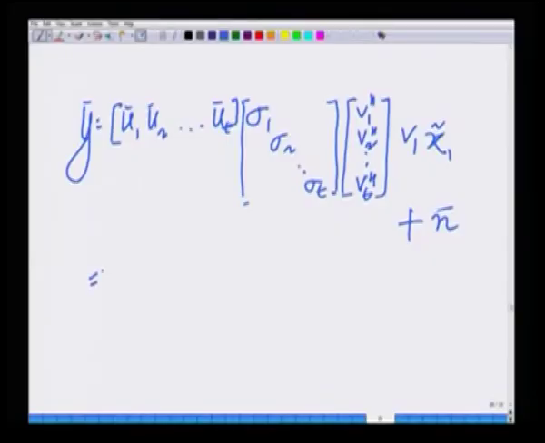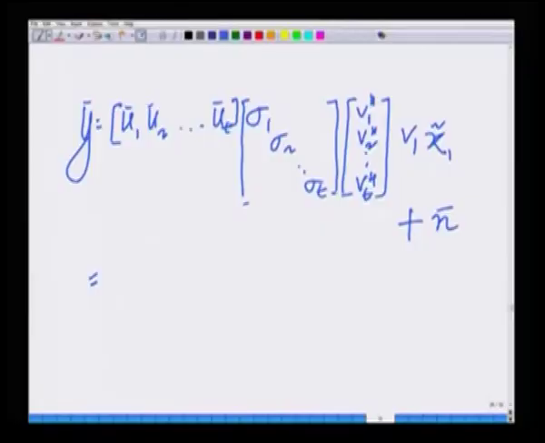Now, you can see this is V1 Hermitian V1 is 1, but V2 Hermitian V1 is 0, V3 Hermitian V1 is 0, so on and so forth. Vt Hermitian V1 is 0. We said V Hermitian V is identity because V is a unitary matrix, which means the rows and columns are orthogonal, in fact orthonormal.